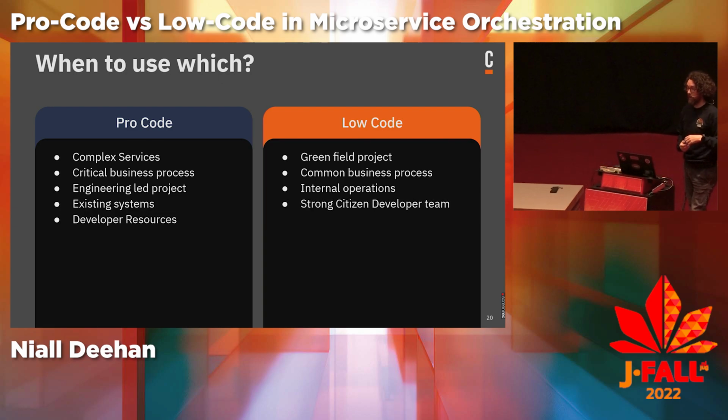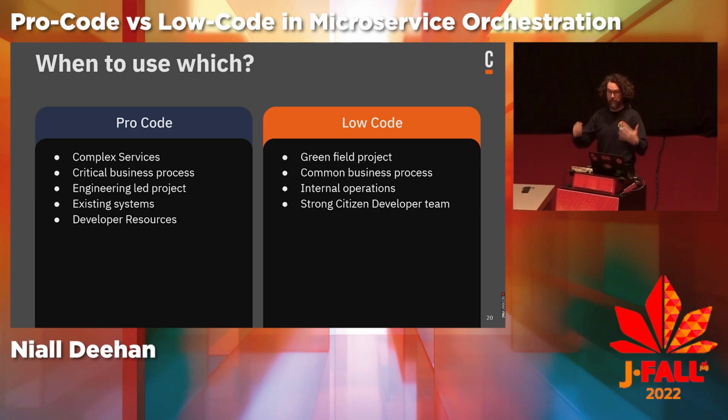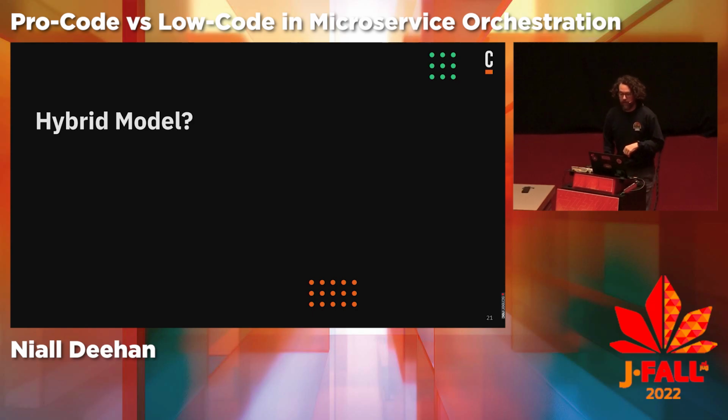Low-code is also a no-brainer if you already have a really strong citizen developer team. If you already have a team that is very happy to automate stuff, then that's a really good idea to try and bring these projects and use low-code to bring those. And the final thing is the hybrid model, a weird combination of both. It doesn't really exist too often, but it's really, really possible.